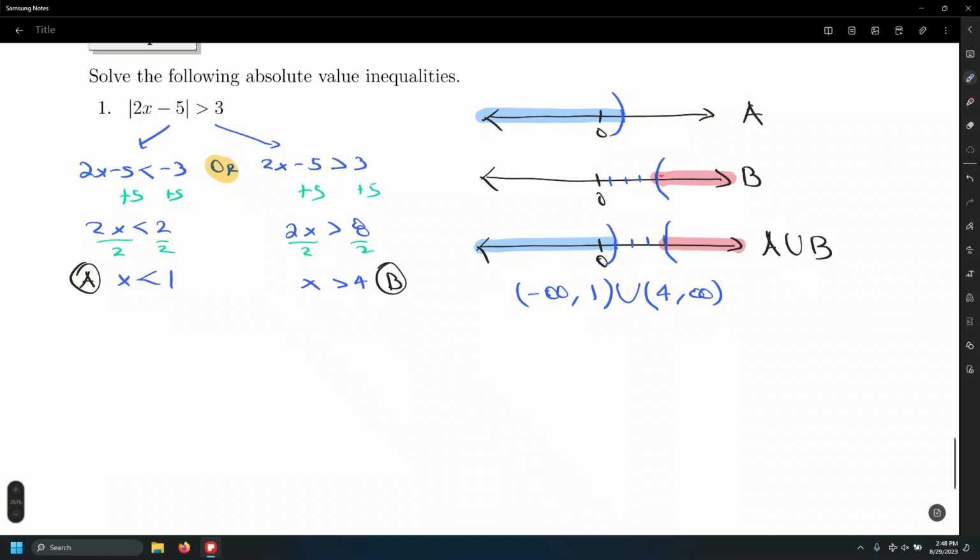But of course, we also have to represent this using set builder notation. Well, all we do here is open curly braces, x such that, and write these two inequalities: x less than 1, comma, x greater than 4. And that's about it, right? That's about it.